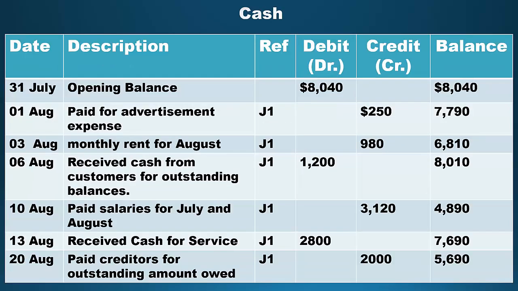Cash ledger. 1. Date. Write the date, August 20. 2. Narrative. Add the narrative: Paid creditors for outstanding amounts owed. 3. Reference. Include the journal reference, J1. 4. Amount. Enter $2,000 in the credit column. We credit cash because the company is spending money, and decreases to assets like cash are recorded on the credit side.